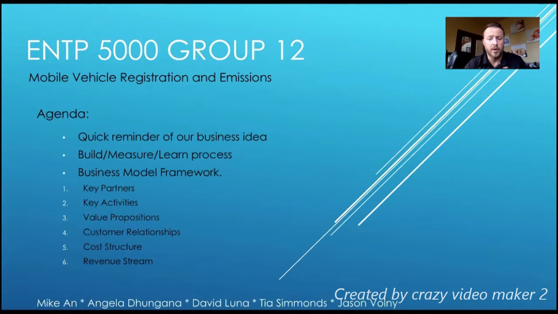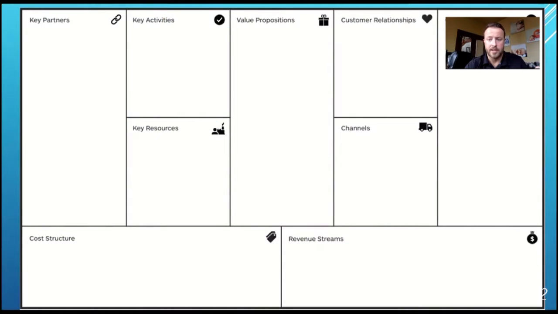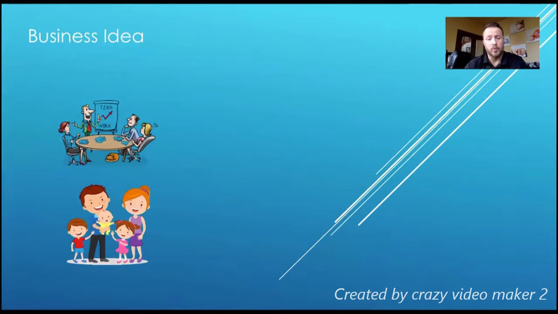First, we're going to give you a quick reminder of what our business idea is. Then we're going to dive into the build, measure, learn process that we used in order to help us build the framework for our new product. And then we're going to dive into the business model framework. We're going to address the key partners, key activities, consumer relationships, channels. You get the idea. We're going to go through all 9 factors of the business model framework. So let's dive in really quick.